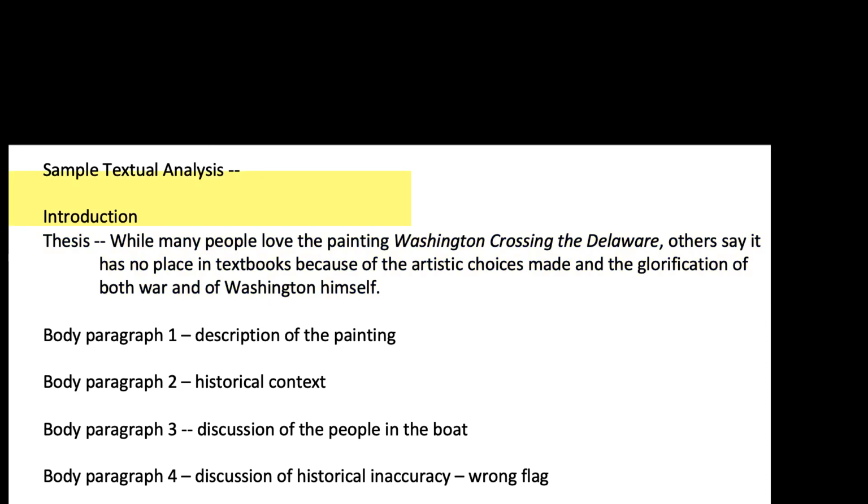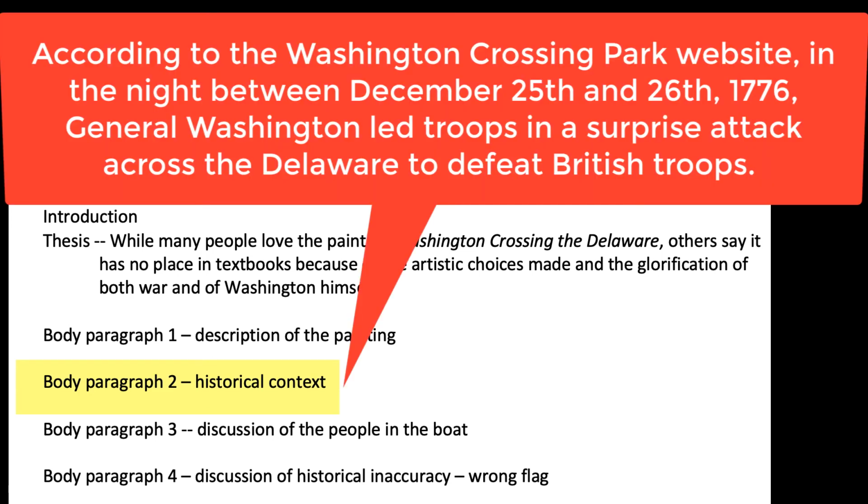All right. First body paragraph, as we said, description of the painting. Second body paragraph, historical context. What do we know about Washington and crossing the Delaware, and why was he doing it, and what was going on? If you recall, it was a famous battle in the Revolutionary War, one of the first big ones that Washington won. He basically snuck over, I've forgotten right now if it was Christmas or Christmas Eve. He snuck over in the middle of the night. The other side had been partying a lot, and Washington stomped on them. That would be body paragraph 2, the historical context.